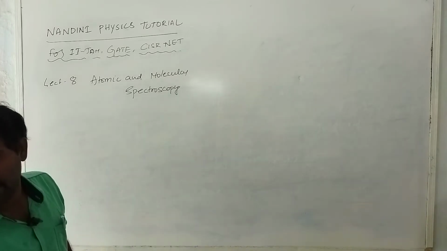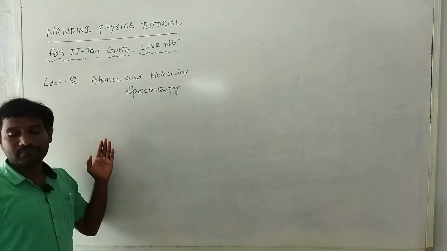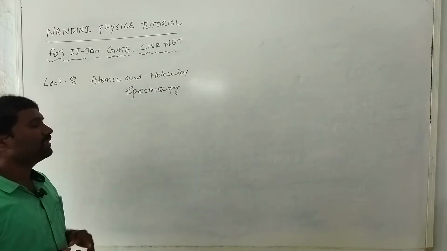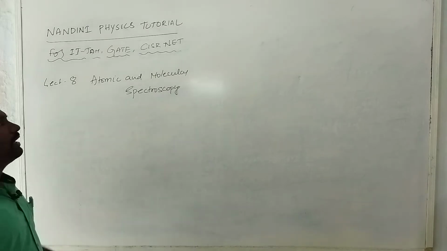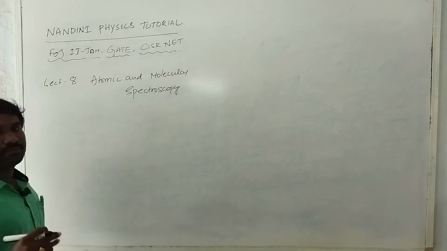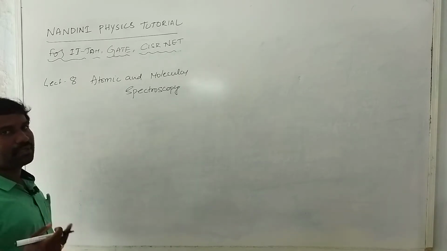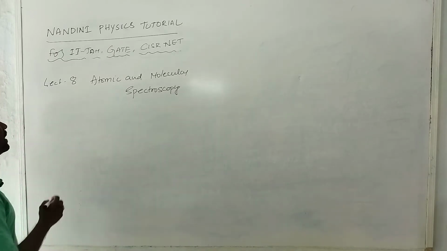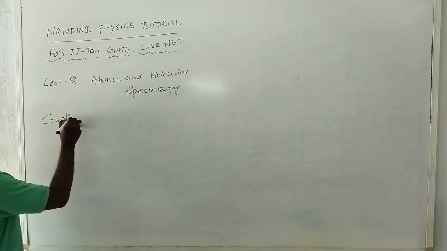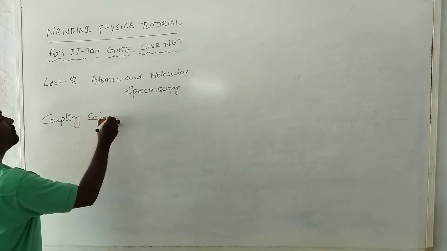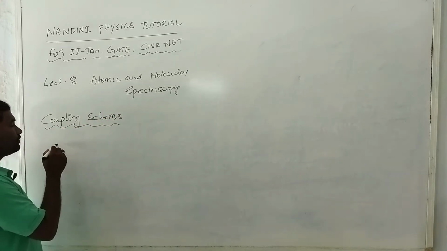In the previous lecture I explained up to the relation between capital L, S and J. Right now we are discussing interactions, that is nothing but orbital interaction, spin interaction, and then orbital spin interaction. That is called coupling schemes. So today I will explain coupling schemes.